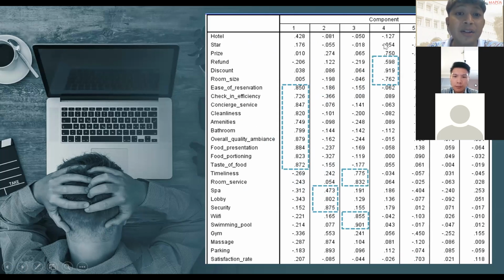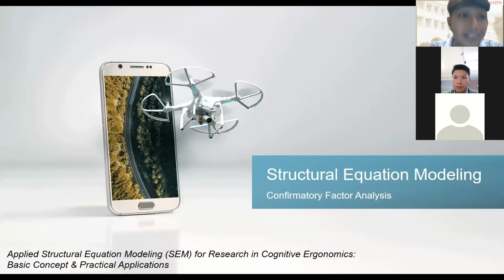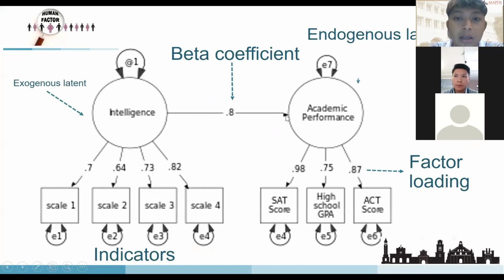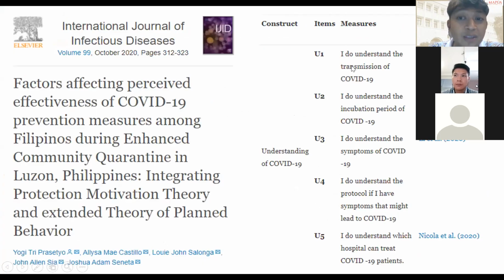The difference is we don't decide this first if you use exploratory. But if you use SEM or confirmatory, you decide it first. You already decide which one goes to which one first. Is it clear, everyone? Yes, clear. Thank you.